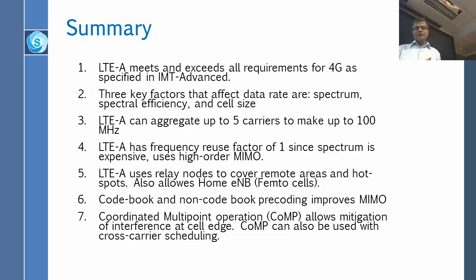Codebook and non-codebook precoding improves the MIMO. We saw how they use the codebook and precoding to randomize the signal, and that improves the signal reception. Then coordinated multi-point operations, CoMP, allows mitigation of interference at the cell edge. And CoMP can also be used with cross-carrier scheduling, which was the last slide we did last time. You might have 5 carriers, but you might schedule on one for the second carrier, third carrier, fourth carrier. That is called cross-carrier scheduling.